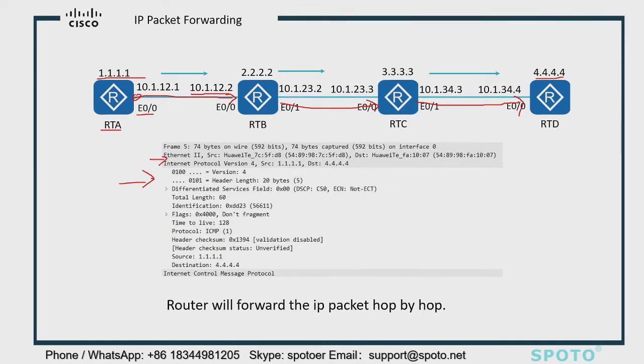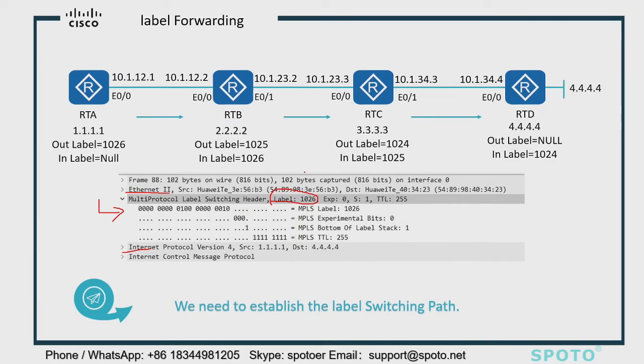In this packet, there's no MPLS header between the Ethernet and the network layer. So this is the normal IP packet, and the IP packet will be forwarded according to the destination IP address. But for MPLS we add a new header here. The label information is in this header, and the packet will be forwarded according to it. This is very important.